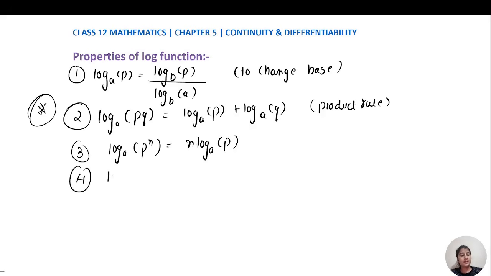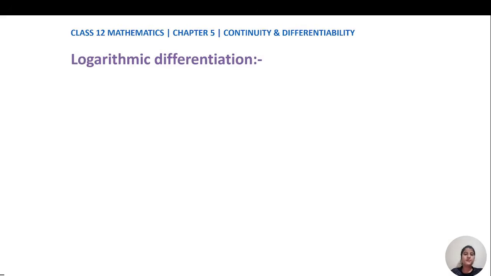Now the fourth one is division. Log with base a of p by q can be written as log with base a of p minus log with base a of q. These are the important algebra of logs, the very important properties of log. Now let's move ahead to logarithmic differentiation. Suppose you have a function y of the form u of x to the power v of x. How do we find its derivative? We can use our log property here.